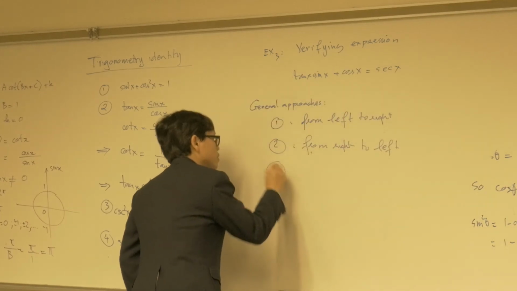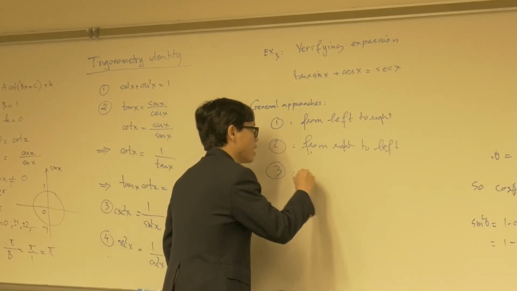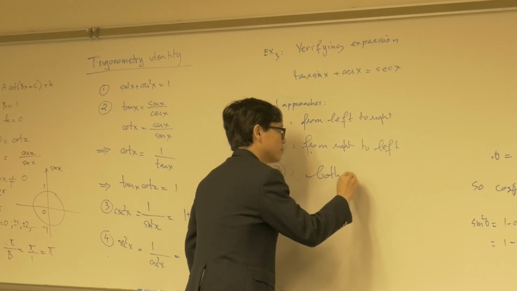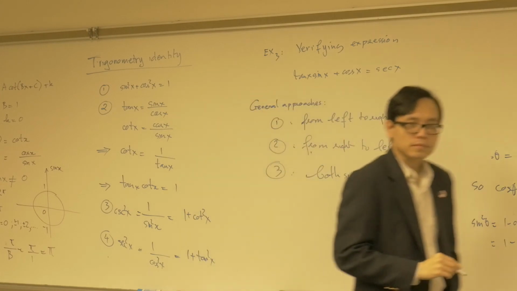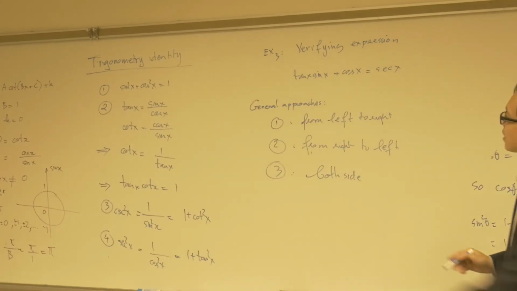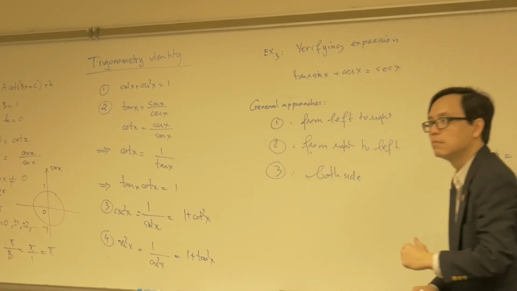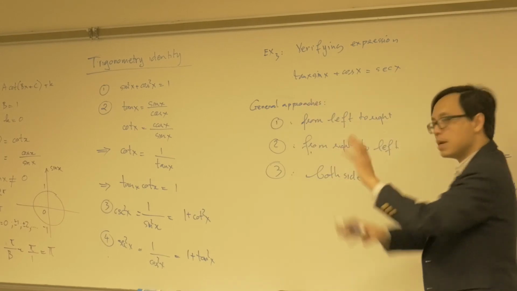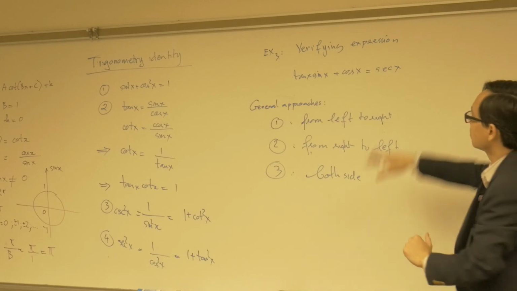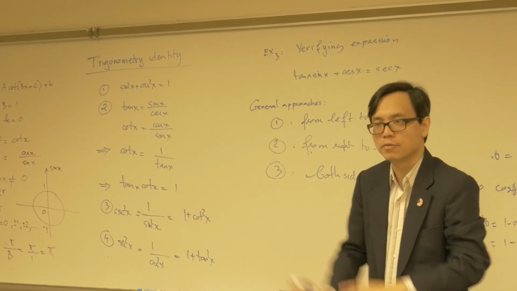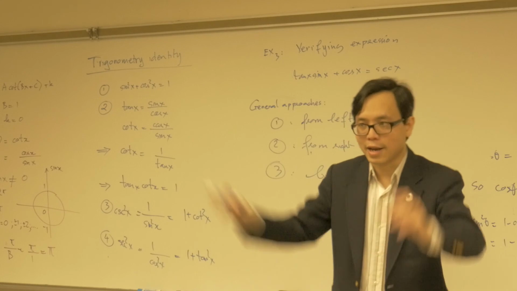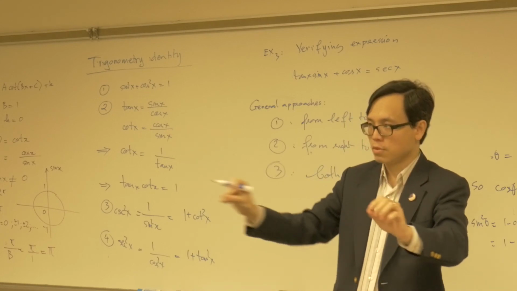Or the final approach, which is we can go from both sides. It means that we can start from the left hand side, manipulate some way somehow. Then we start from the right hand side, and manipulate some way somehow. And it turns out to be something true all the time.